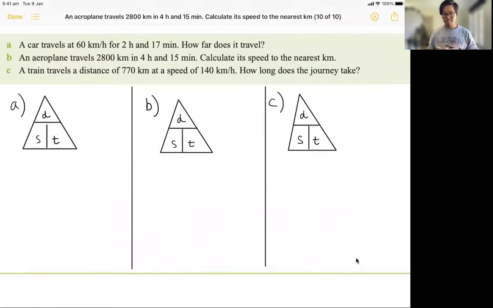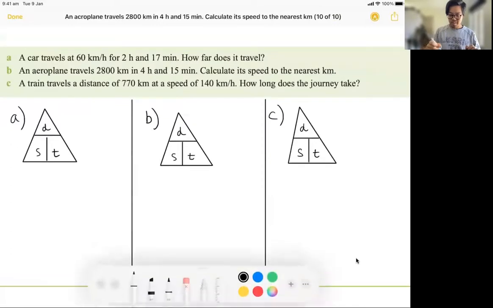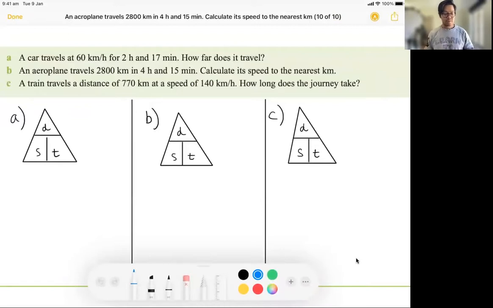They'll often talk about distance, speed, or time, and they won't tell you that you have to use the distance or speed or time formula. They'll just expect you to get how it works. So let's have a go at some of these questions here. The first one, question A, says a car travels at 60 kilometers per hour for 2 hours and 17 minutes. How far does it travel?